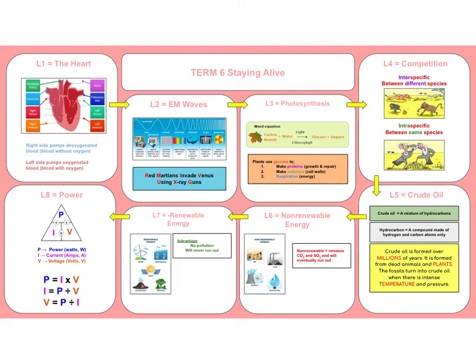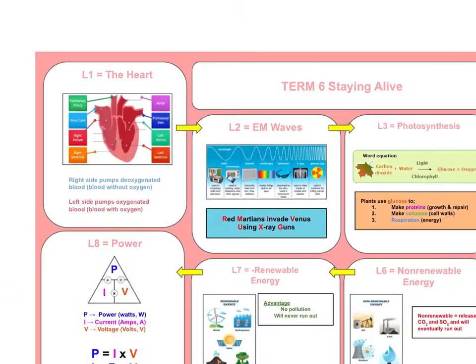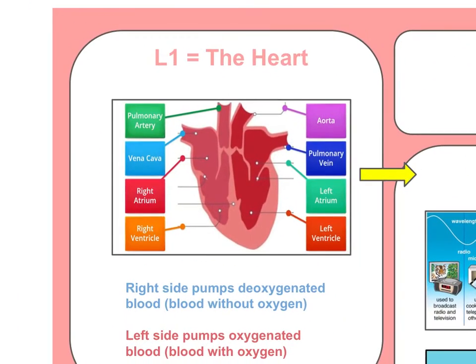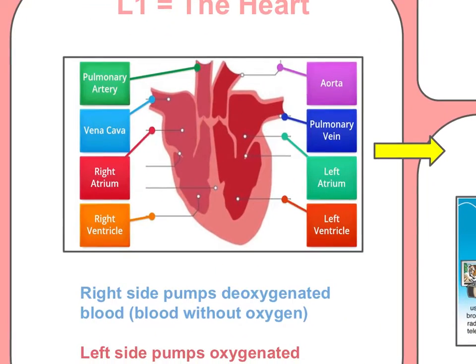Okay, so term 6 of year 7 is called Staying Alive. I'm going to start with the heart, and I'm going to go through this in terms of chambers. So we've got 4 chambers in the heart. The right side is the left and the left side is the right. That's the big thing with the heart. Because as we look on, this is going to be inside your body.